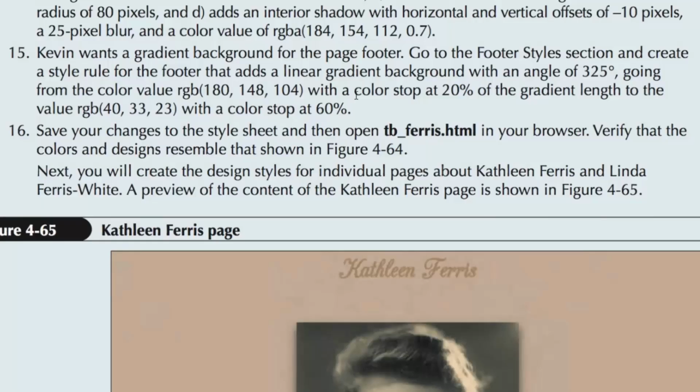And now in step 15, Kevin wants a gradient background for the page footer. So we're going to go to the footer style section in the style sheet, create a style rule for the footer that adds a linear gradient background with an angle of 325 degrees. And the color going from RGB 180, 148, 104 with a color stop at 20% of the gradient length to the final value of RGB 40, 33, 23 with a color stop at 60%.